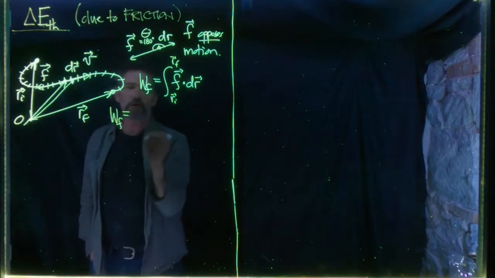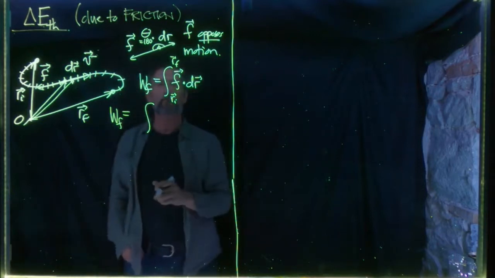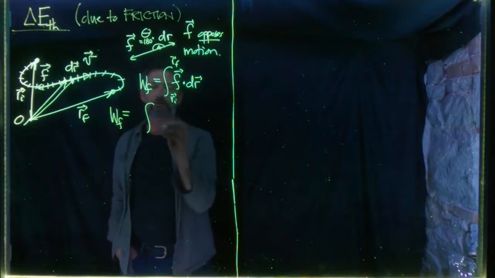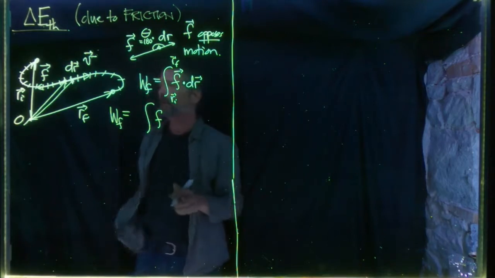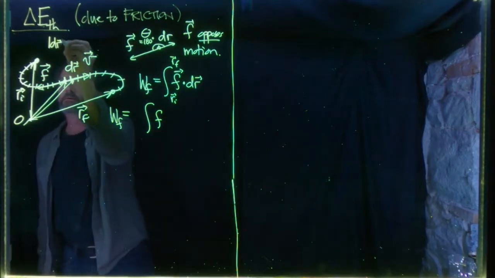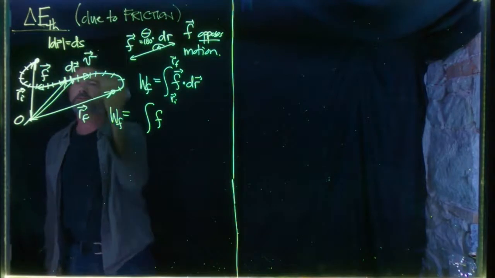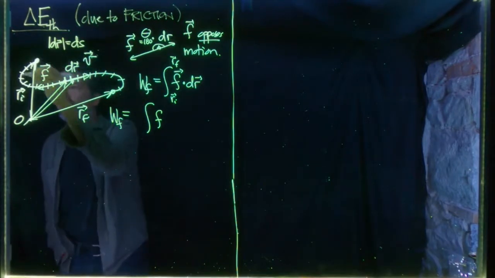So W_f, the work done by friction, this is a vector dot product, so it's the magnitude of the force of friction, that's F, times the magnitude of dr, and we're going to call that ds. So what is s? So s is the length along the path.